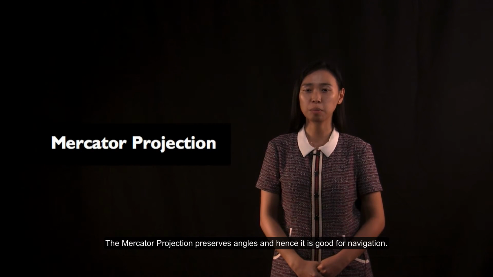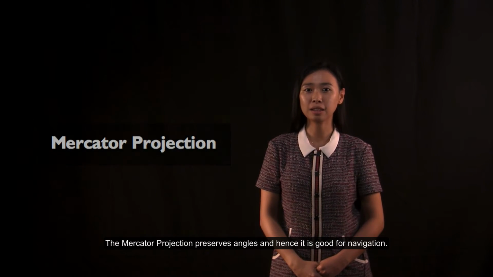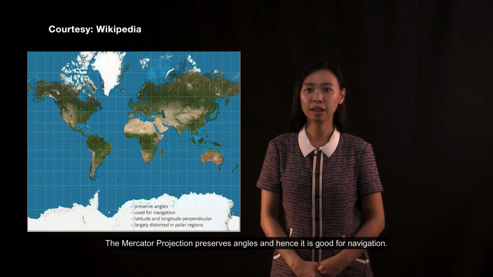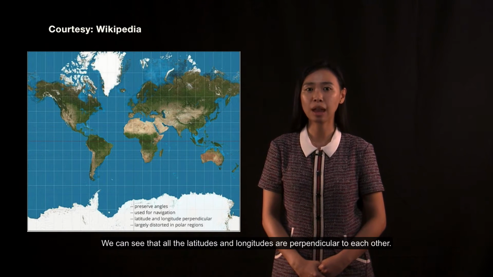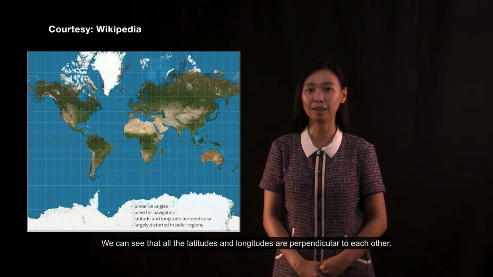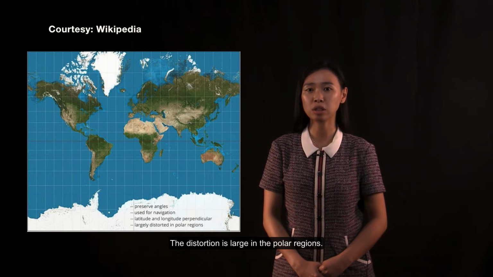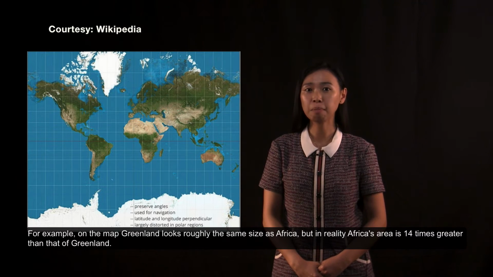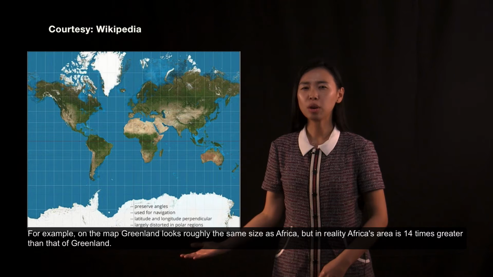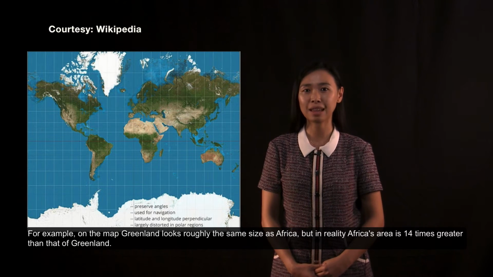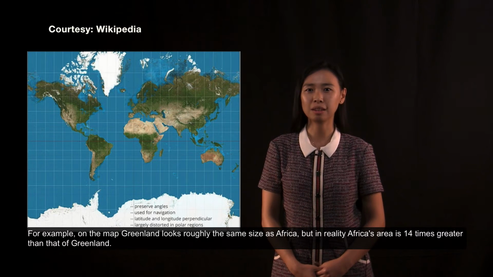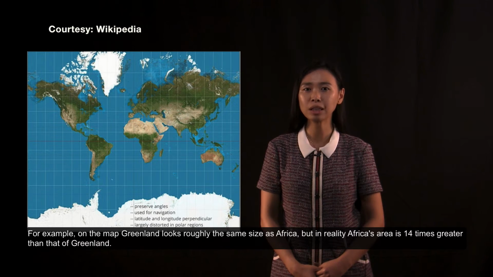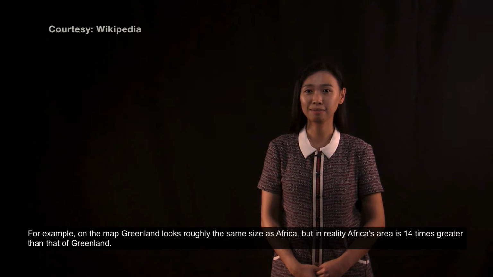The Mercator projection preserves angles, and hence it is good for navigation. We can see that all the latitudes and longitudes are perpendicular to each other. The distortion is large in the polar region. For example, on the map, Greenland looks roughly the same size as Africa, but in reality, Africa's area is 14 times greater than that of Greenland.